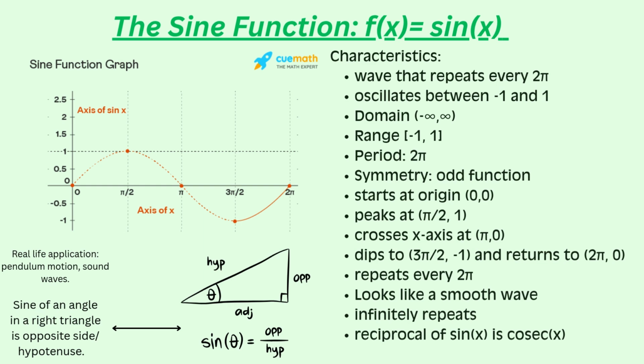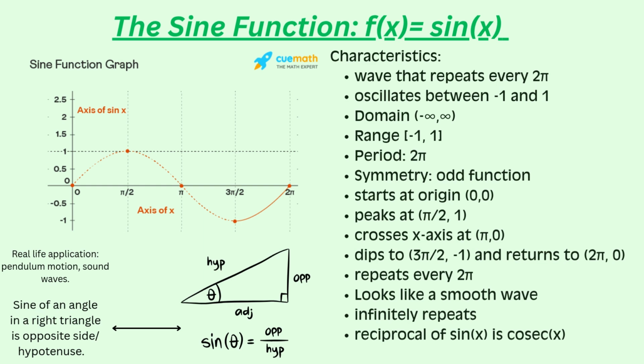First, it's a wave that repeats every 2 pi. It oscillates between negative 1 and 1. The domain is negative infinity to infinity. The range is negative 1 to 1. The period is 2 pi. The symmetry is an odd function. It starts at the origin, 0, 0.